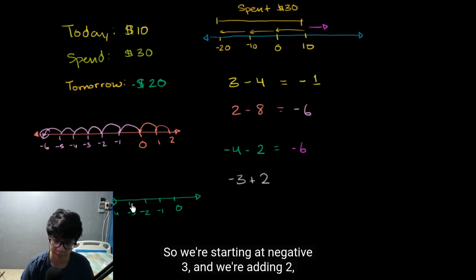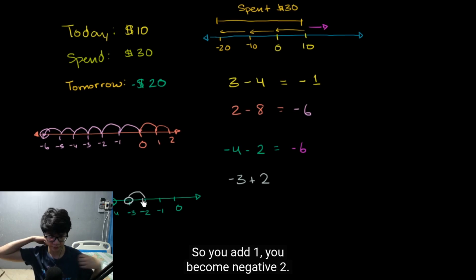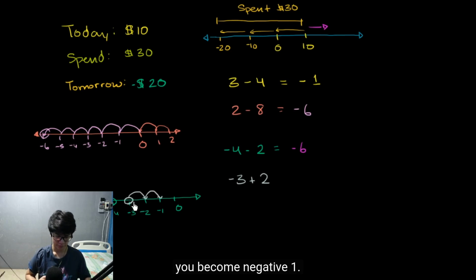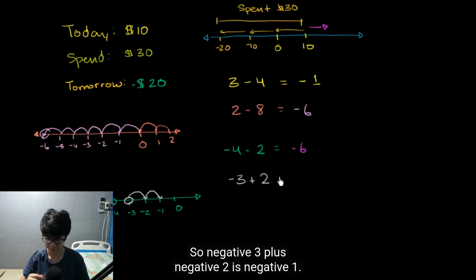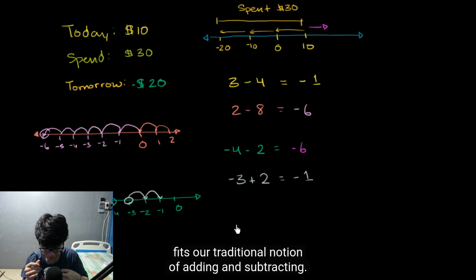So we're starting at negative 3, and we're adding 2. So we're going to move to the right. So you add 1, you become negative 2. But if you add another 1, which we have to do, you become negative 1. You move 2 to the right. So negative 3 plus 2 is negative 1. And you can see for yourself that this all fits our traditional notion of adding and subtracting.